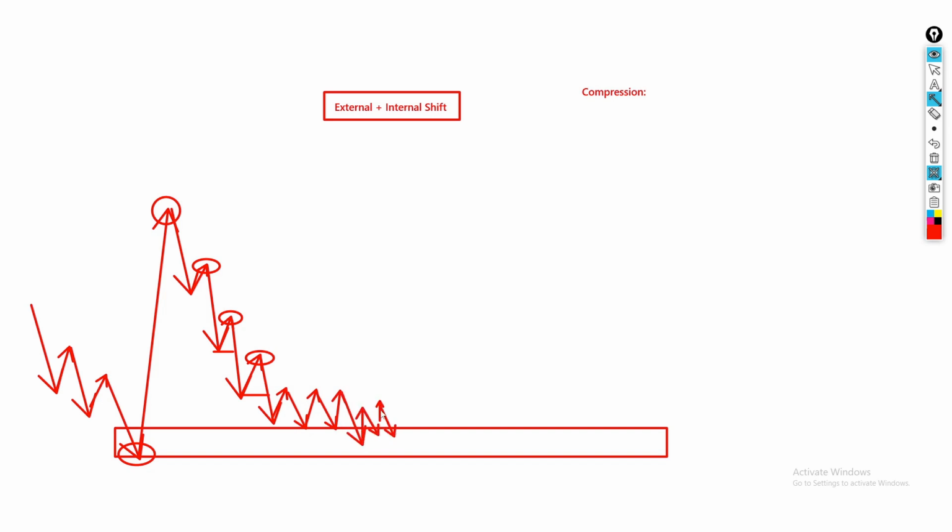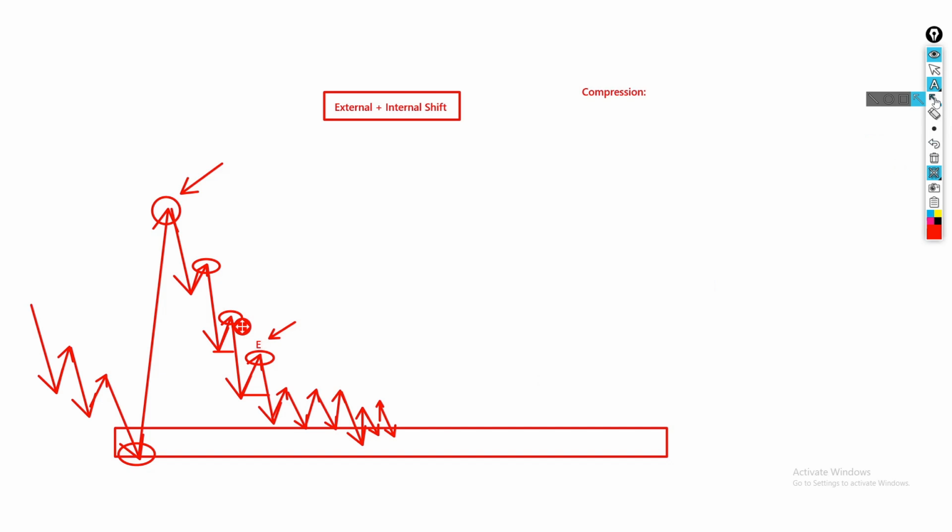Something like this. And you want to ask yourself, where did this low come from, right? And you don't want to be saying up here because this is the origin. You want to be actually looking at the internal leg. Okay, this is right here. So you would go ahead and label that. You say to yourself, this is my external shift point.